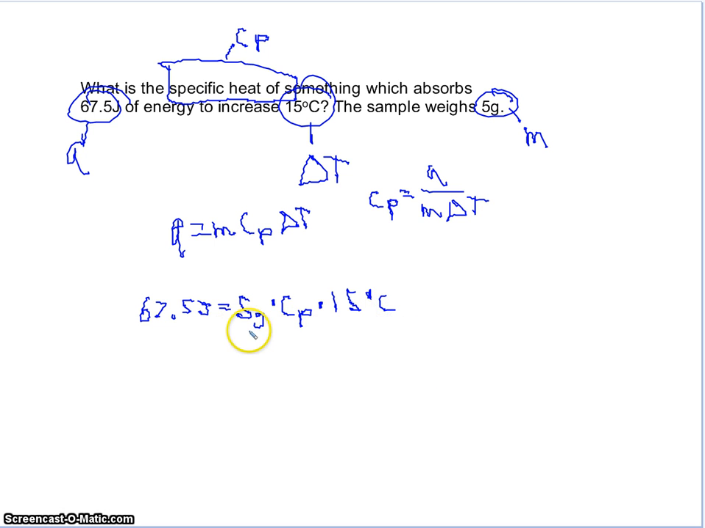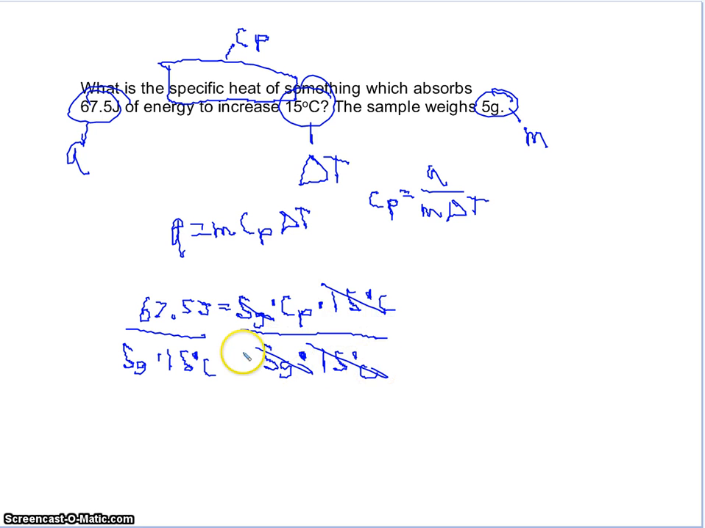Alright, now to get Cp by itself, we have to divide by everything that is not Cp. It's currently being multiplied. So let's do the opposite, which is division. We got to do that to both sides. That's a rule of algebra. Miss Wynn will come find you if you break it. And I'm scared about what she'll do.